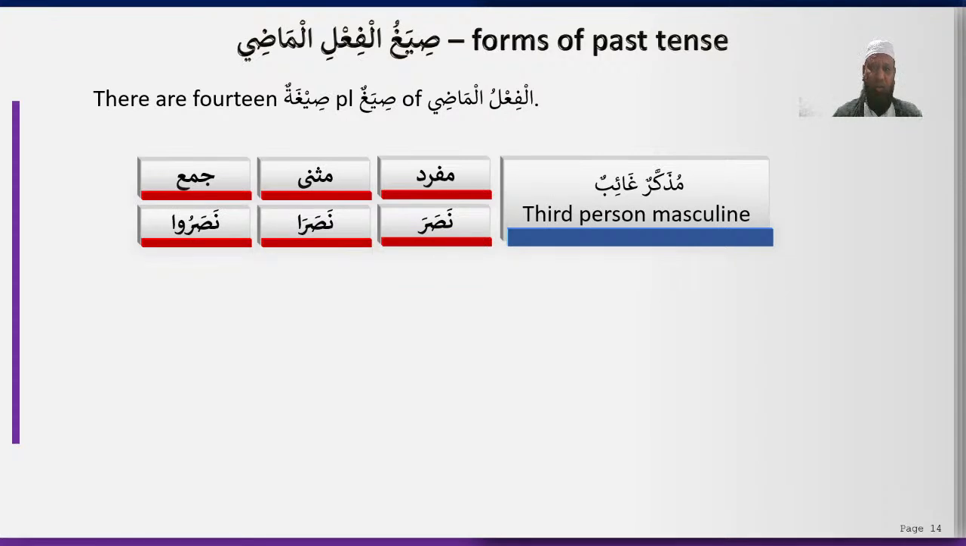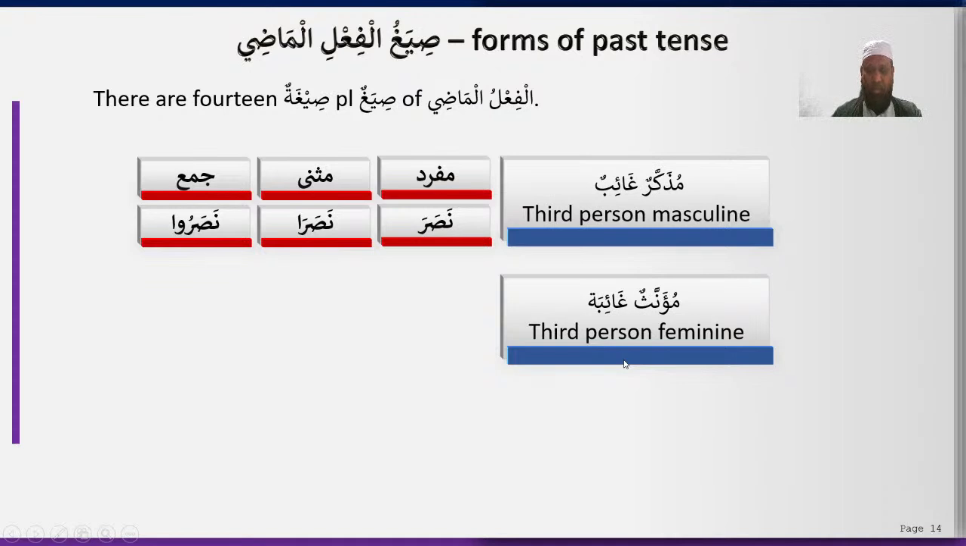واو الجماعة. So what happens to the lamul kalima? What happens to the fath on the lamul kalima when we make jama'? As we know, waw demands dhamma before it. Waw demands dhamma before it. So it becomes nasaru. So these three forms are for third person masculine. Let's see third person feminine.